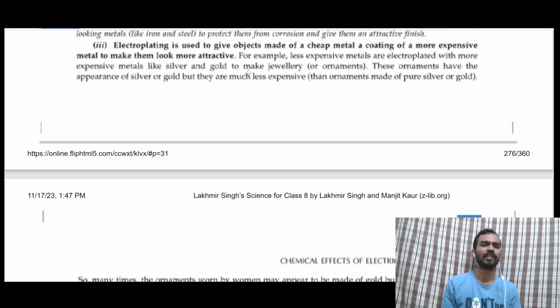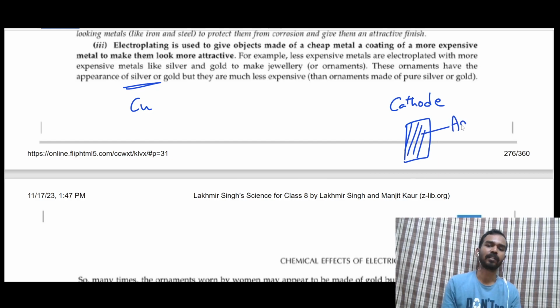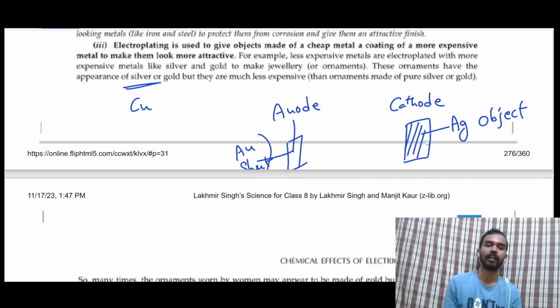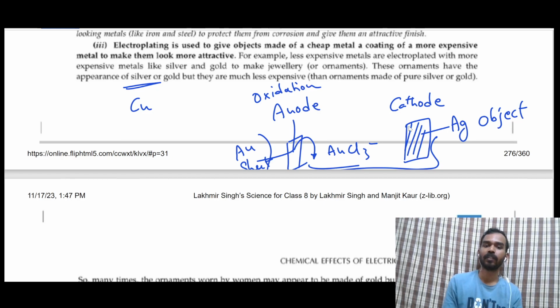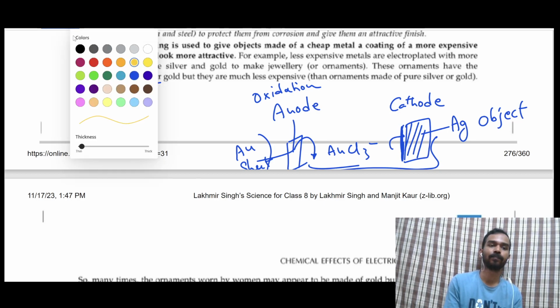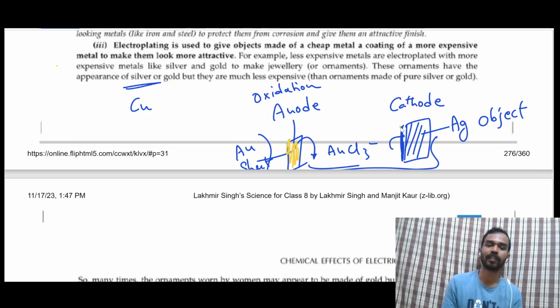So you can put silver also, silver and gold. You can take any silver or copper and put it in that cathode. You can put any silver object. You can put some gold sheet into a gold solution. Then gold will go from here to here by process of oxidation. Then here it will get deposited. Gold will deposit. From here it will go into solution. Then it will get deposited onto this silver. What is happening here? It's a reduction to metal.